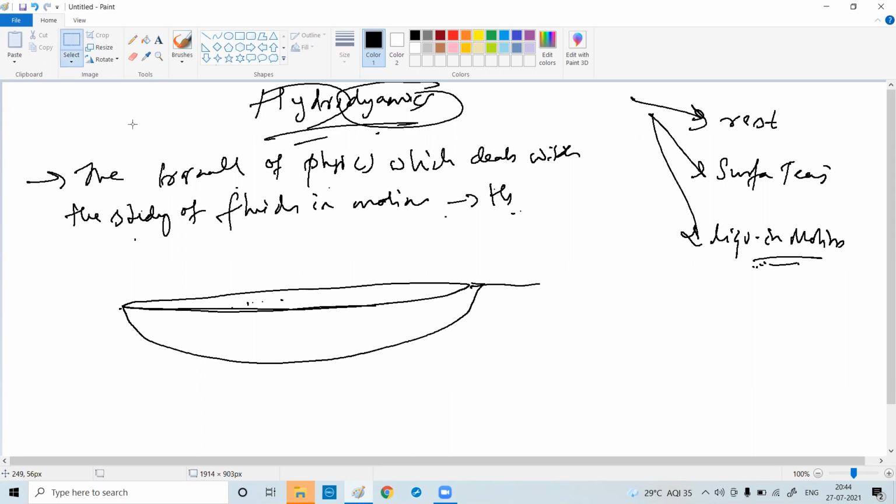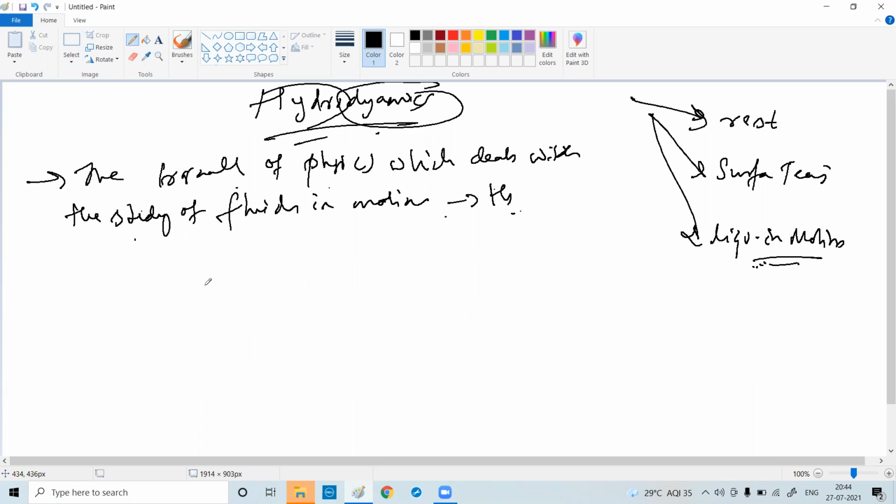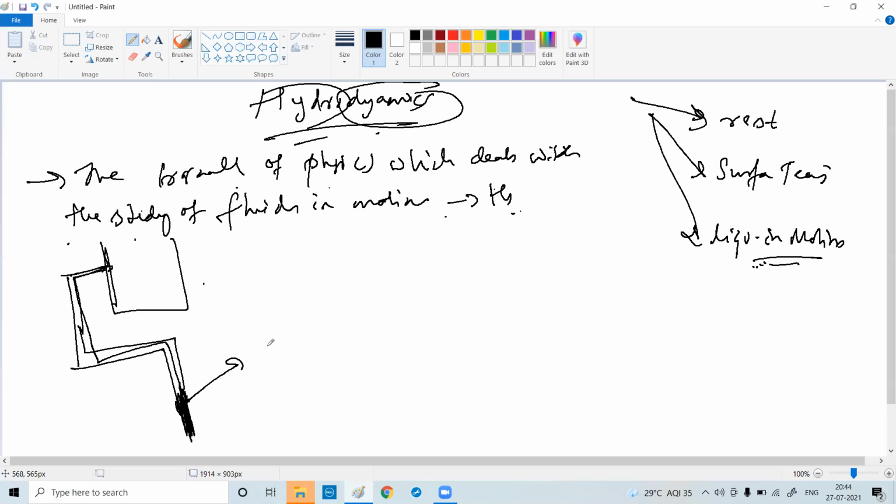Rather, the best example is water flowing from a tap. Immediately when you switch on the tap, the water from the overhead tank gushes out and starts flowing down. The water which was at rest immediately starts flowing. So this is a perfect example of liquids in motion. Is it clear to all of you?